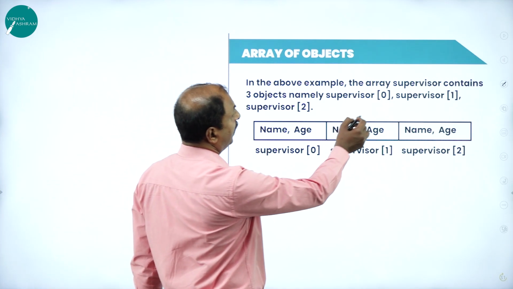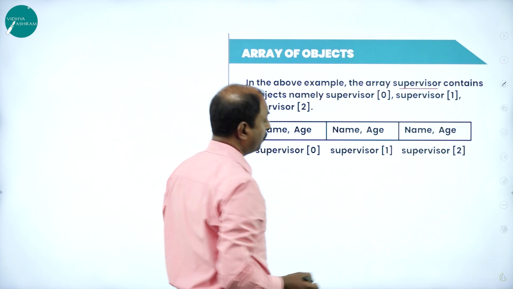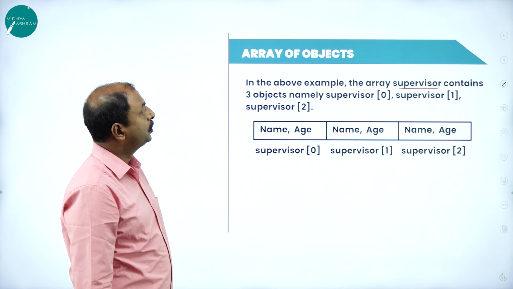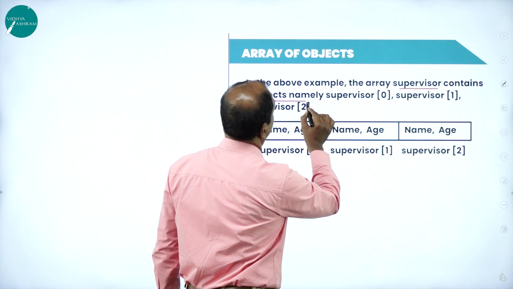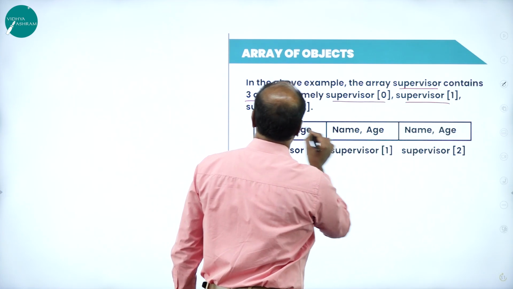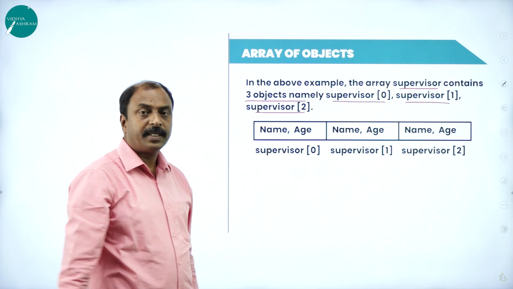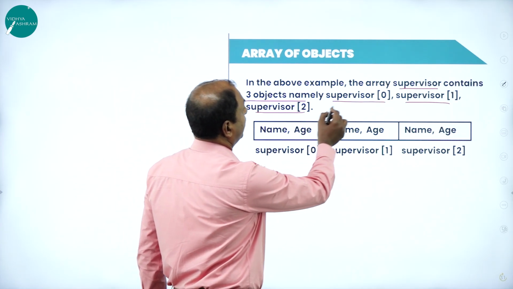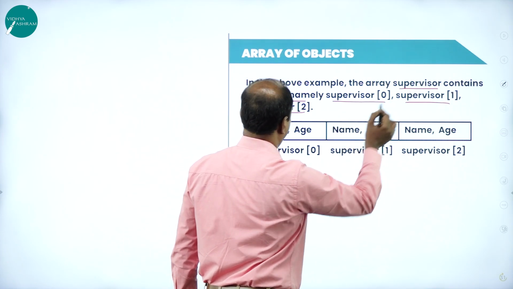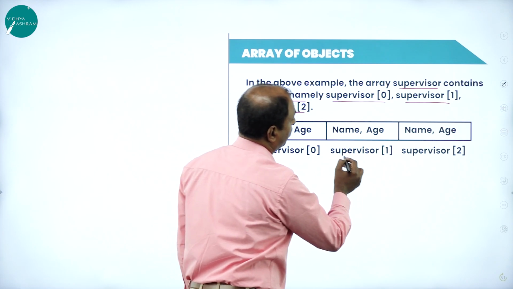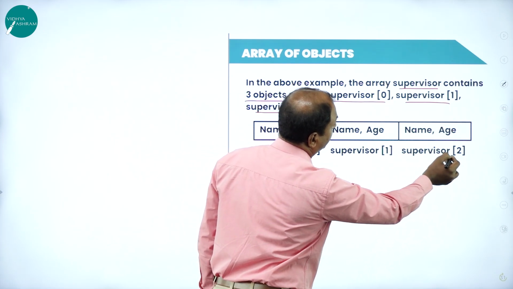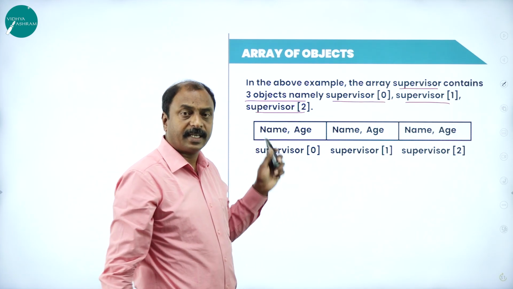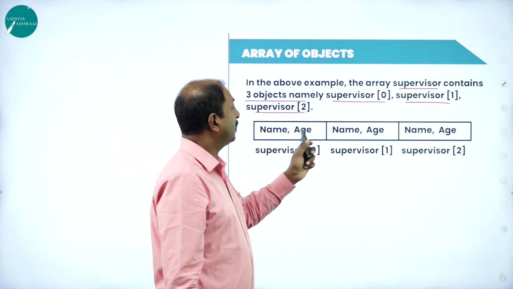So in the above example, the array supervisor. If you observe supervisor in the previous slide, it is of size 3. So supervisor contains 3 objects, namely supervisor 0, 1 and index 2. Now we know that in arrays, the index always starts with 0. So based on that, supervisor is the name of an array. Supervisor of 0 is the first index, supervisor of 1 is the second index, and supervisor of 2 is the next index. So accordingly, this array supervisor consists of 3 elements or 3 objects.